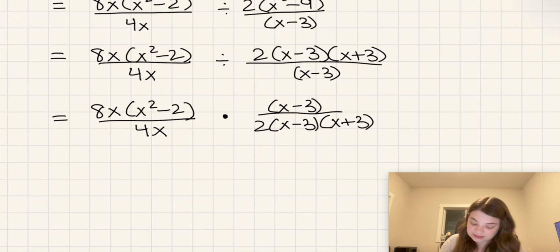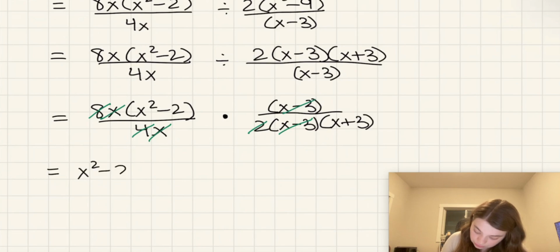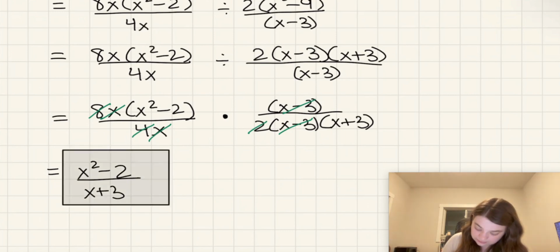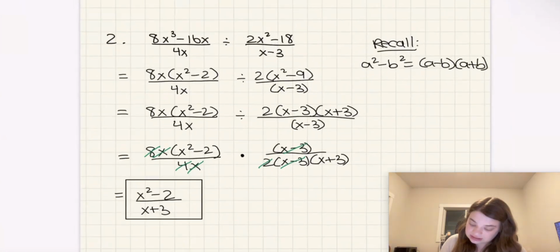Now we're going to cancel some stuff out. So the 4 and the 4 times 2 makes 8, so that cancels out with the 8 in the numerator. x and x cancel out, and x minus 3 and x minus 3 cancel out. So we're left with just x squared minus 2 over x plus 3, and that is the final answer. Final answer right there.